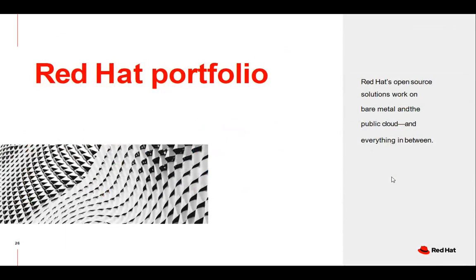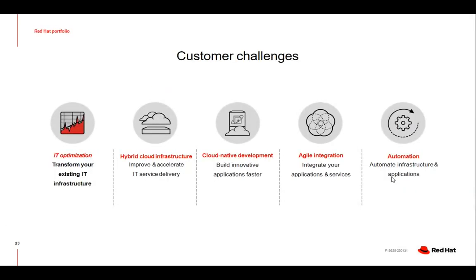So let's come to see Red Hat's portfolio. As I've already highlighted before, we are not just offering the operating system; we have a lot more to offer to you. Right. So Red Hat's open source solutions work right from the bare metal and on the public cloud and everything in between. Let's see. First of all, what are the kind of customer challenges? We divide our portfolio into different customer challenges that the customers face, right?